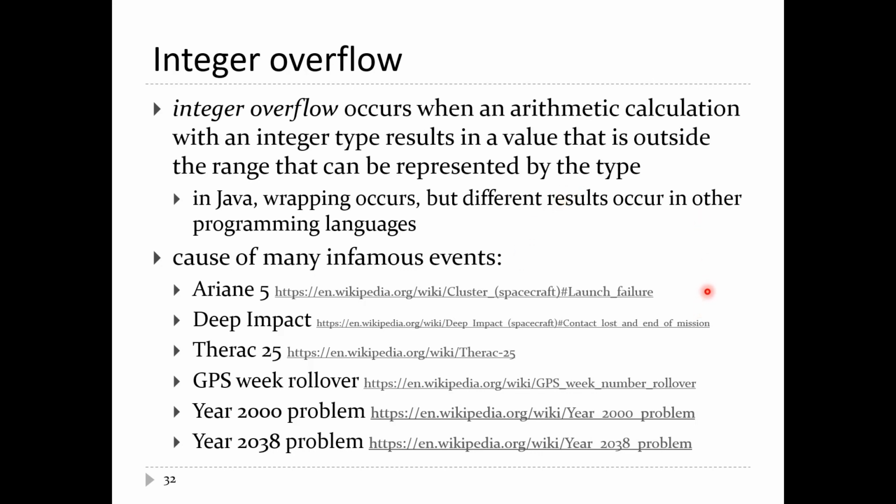You can just click the links in the PowerPoint to learn a little bit more about some of these events. Very quickly, Ariane 5 was the European Space Agency rocket that exploded shortly after liftoff. Deep Impact is a NASA satellite that was sent to a comet, and it fired a projectile at the comet to see what would happen. They wanted to know what the comet was made out of, and lots of other things.